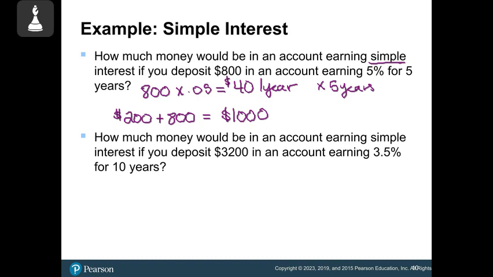How much money would be in an account earning simple interest if you deposit $3,200 in an account earning 3.5% for 10 years? Again, simple interest. You have to make sure you're reading the word. Is it simple or compound? So simple means you're going to find the first interest, and that's going to be the same interest every year. 3.5% is 0.035. Times it by 3,200, I'm going to get $112 per year.